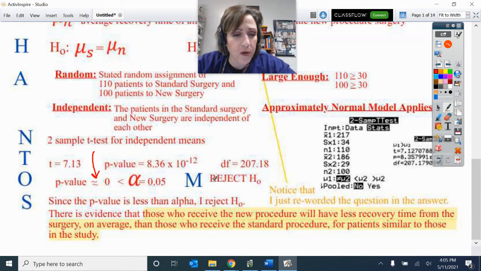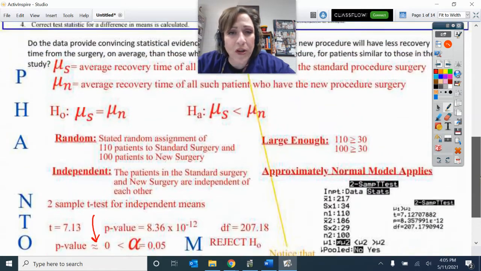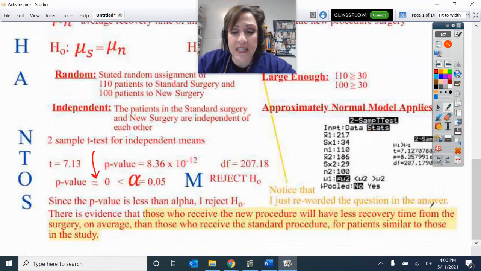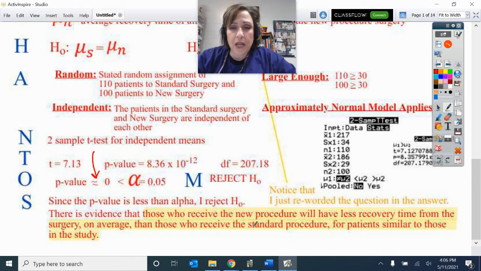So we reject H0. Since the p-value is less than alpha, I reject H0. There is evidence that, and then from here on out, I just copied it. I just reworded it from exactly what they wrote. There is evidence that those who receive the new procedure will have less recovery time from the surgery on average than those who receive the standard procedure for patients similar to those in the study. So I just regurgitated specifically what they were asking. All right, that was free response.